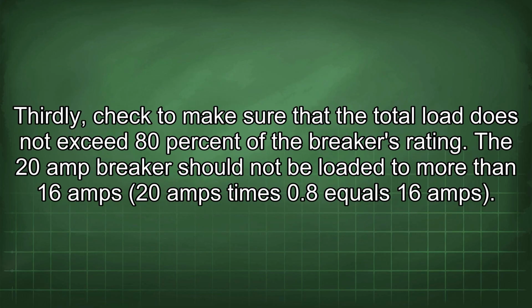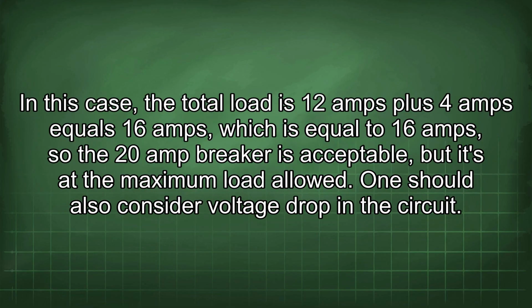Thirdly, check to make sure that the total load does not exceed 80% of the breaker's rating. The 20 amp breaker should not be loaded to more than 16 amps. 20 amps times 0.8 equals 16 amps. In this case, the total load is 12 amps plus 4 amps equals 16 amps, which is equal to 16 amps, so the 20 amp breaker is acceptable, but it's at the maximum load allowed.